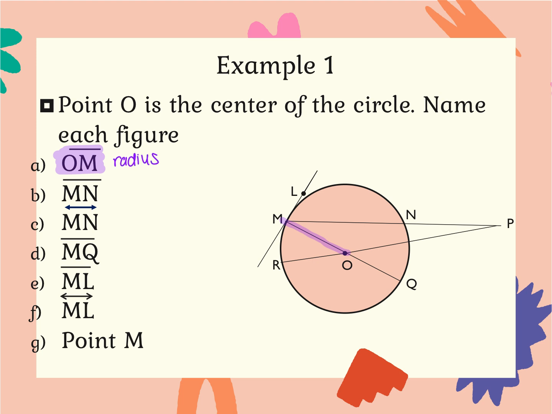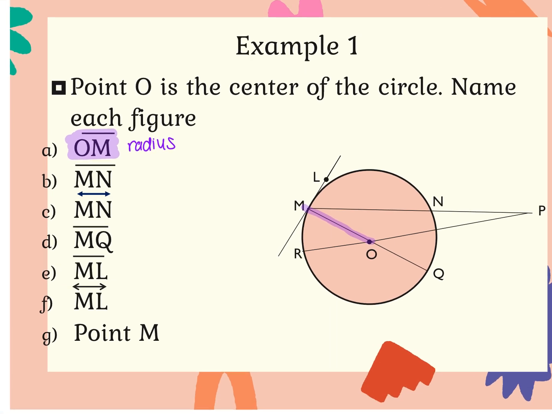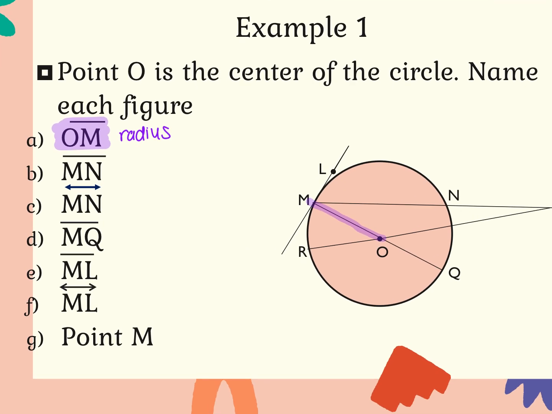Okay, that's my radius. It goes from the center to the end point. Looking at the next one, I have segment MN. Segment MN, which is right here. What is segment MN? Good, that's my chord. It goes from one endpoint to another.